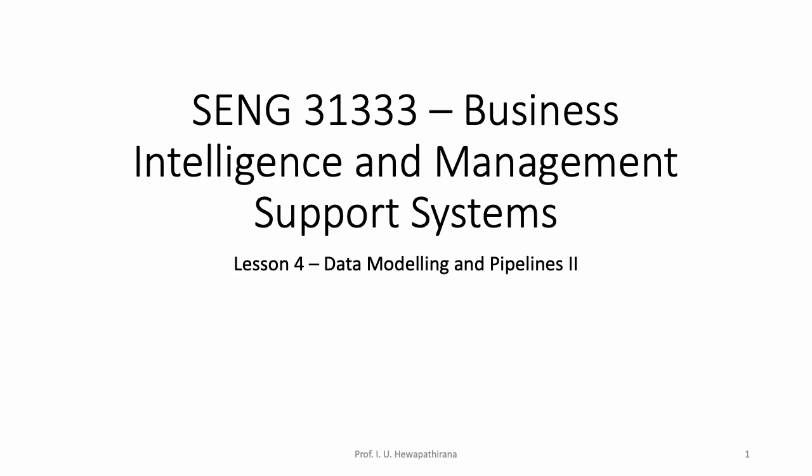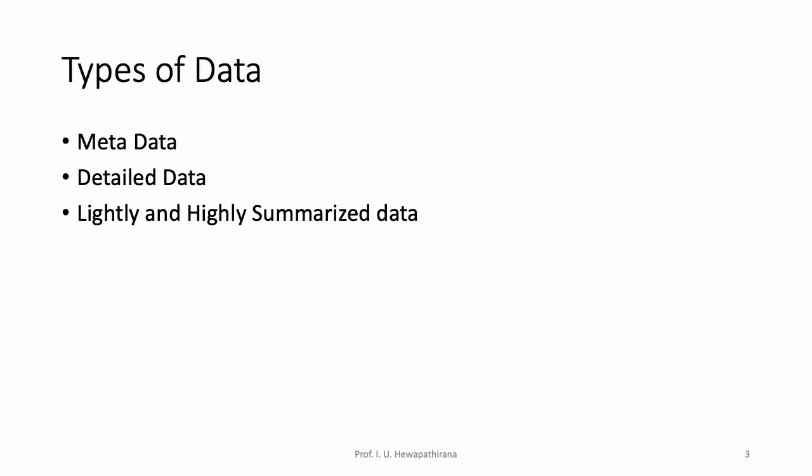We are going to build directly upon the foundations that we established in lesson 3 and proceed from there. The data that is lying inside a data warehouse can be categorized as three main types. They are metadata, detailed data, and lightly and highly summarized data. Let's see what these are.